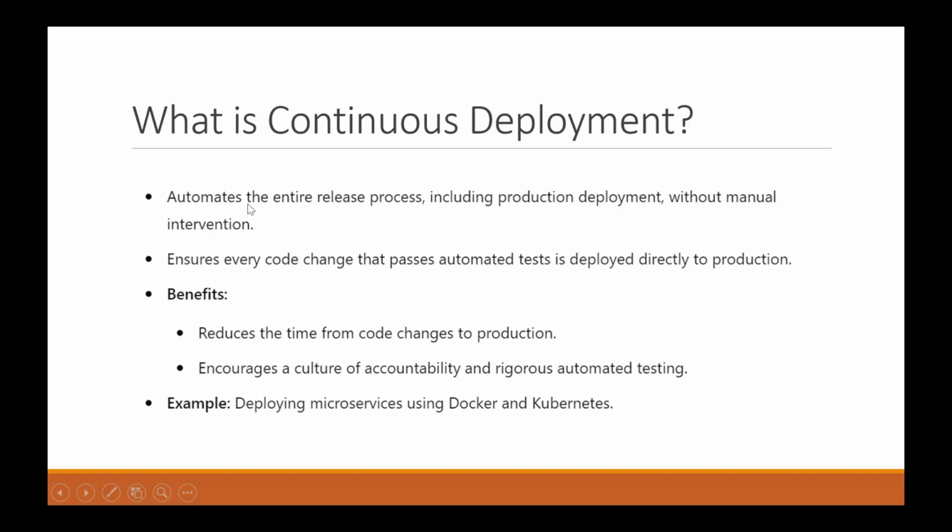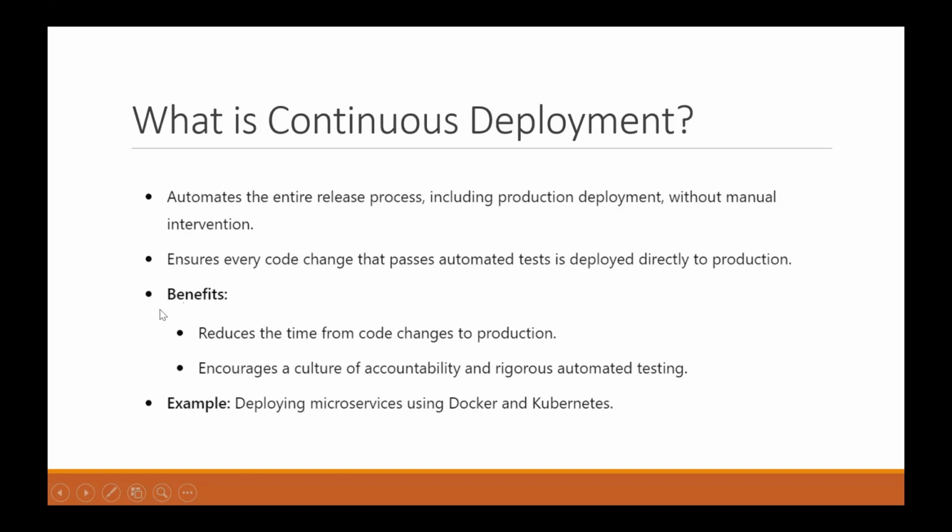Okay. Automates the entire release process, including production deployment without manual intervention, like I already said. Ensures every code change that passes automated tests is deployed directly to the production. Whenever your code is complete and has passed automation testing, this will be deployed directly to the production.